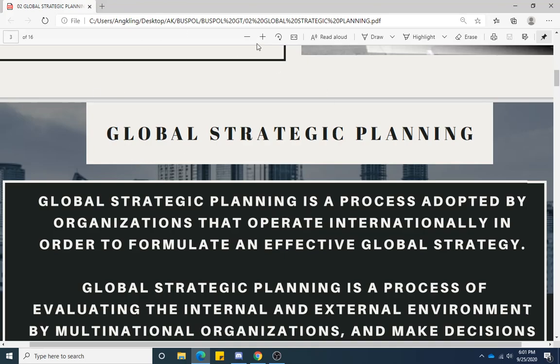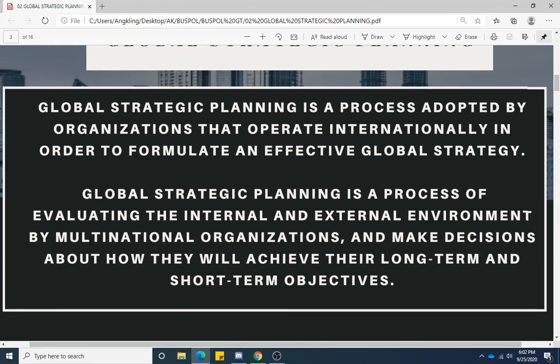So global means all countries around the world. When we say international, it could be Asia, Western, and so on. So basically, we are talking about all countries around the world. Global strategic planning is a process adopted by organizations that operate internationally in order to formulate an effective global strategy. This strategic planning is a process of evaluating the internal and external environment by multinational organizations and making decisions about how they will achieve their long-term and short-term objectives.